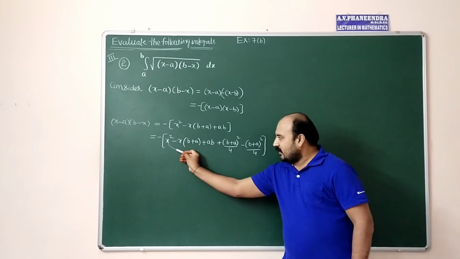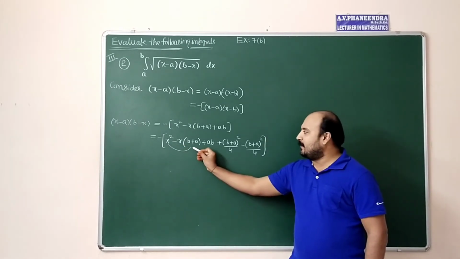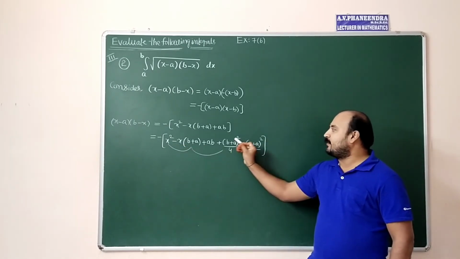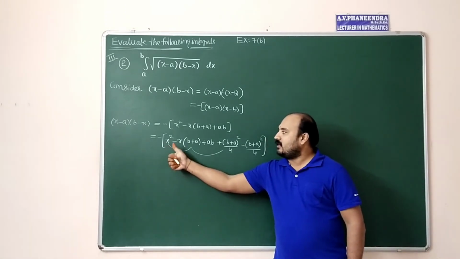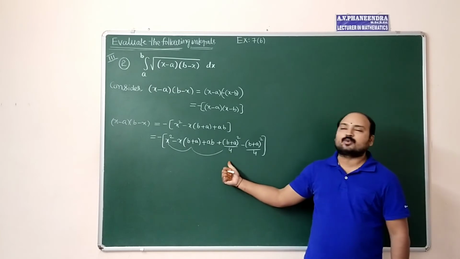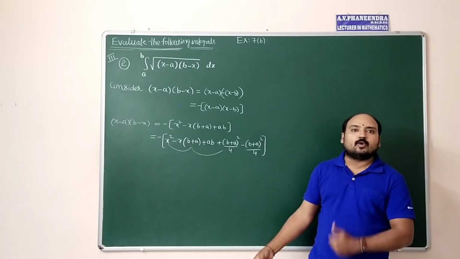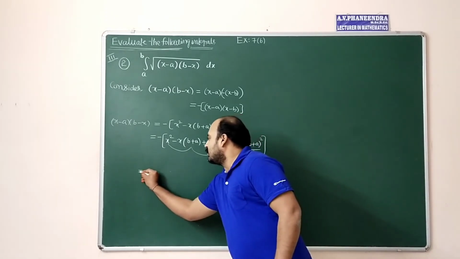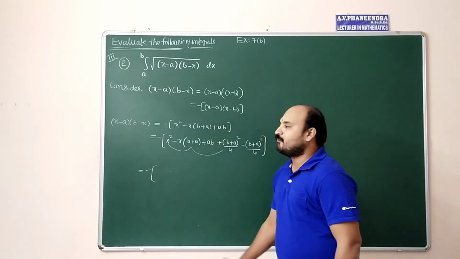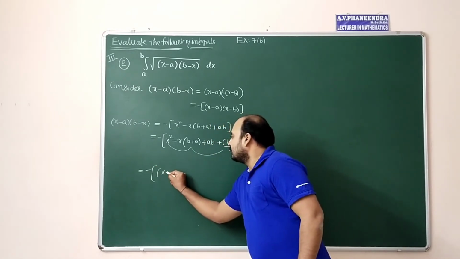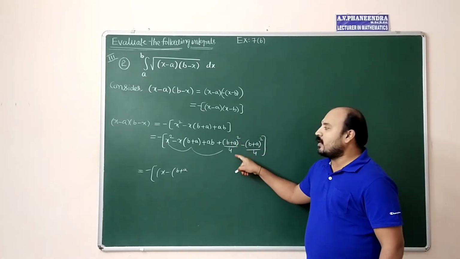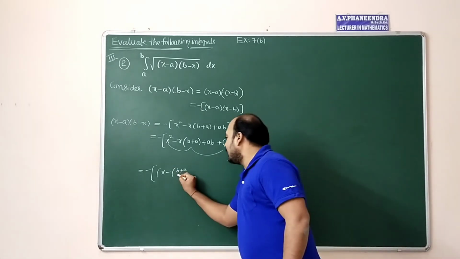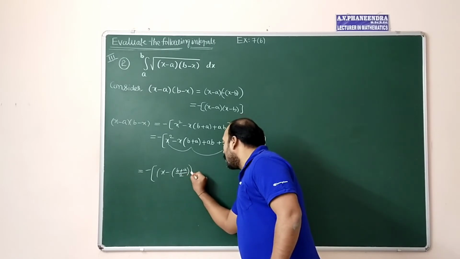Now x square minus x into (b plus a) plus (b plus a) whole square by 4 is in the form of a square minus 2ab plus b square. So it will become the (a minus b) whole square expansion, which is equal to minus of (x minus (b plus a) by 2) whole square, minus (b plus a) whole square by 4. We can write it as (x minus (b plus a) by 2) whole square.